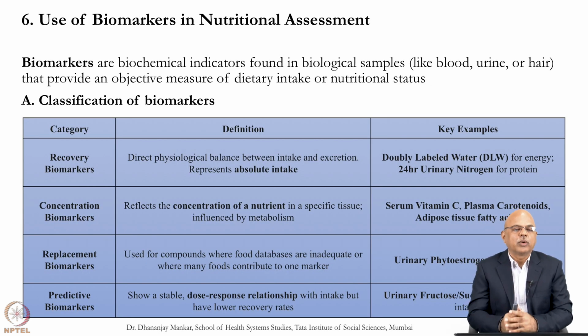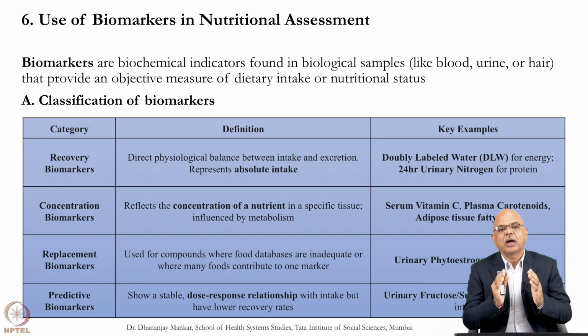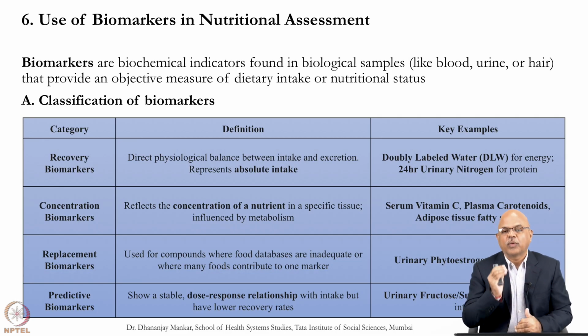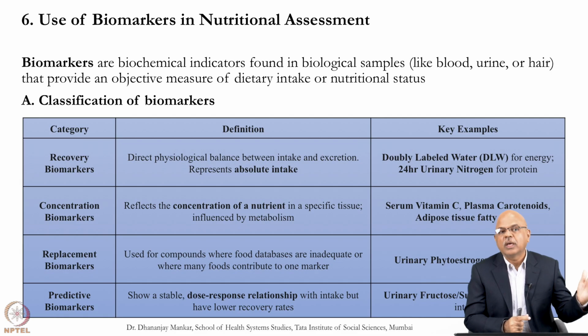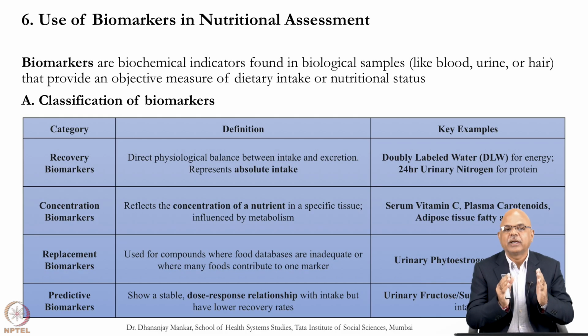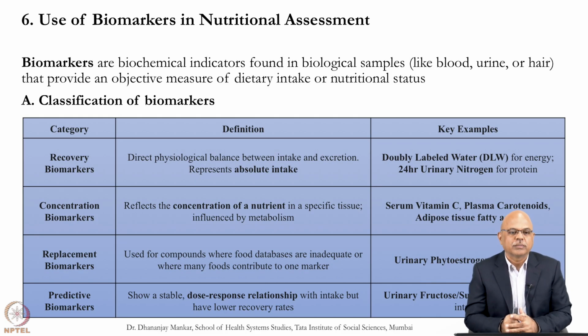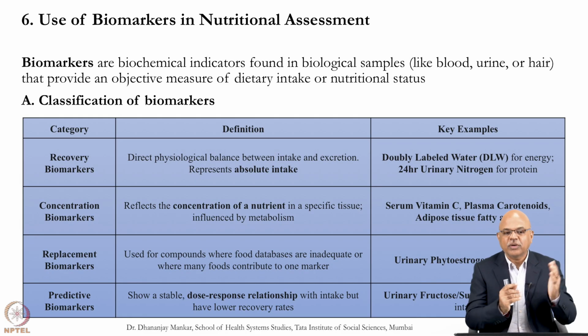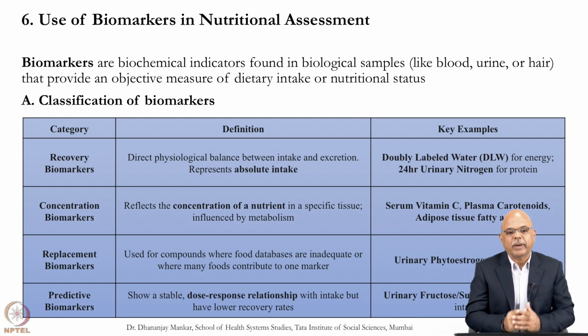Now we will be seeing the biomarkers. Biomarkers are biochemical indicators found in biological samples. Biological samples mean to say blood, urine or hair. The biomarkers provide an objective measure of dietary intake or nutritional status. The categories of biomarkers are recovery biomarkers, concentration biomarkers, replacement biomarkers and predictive biomarkers.